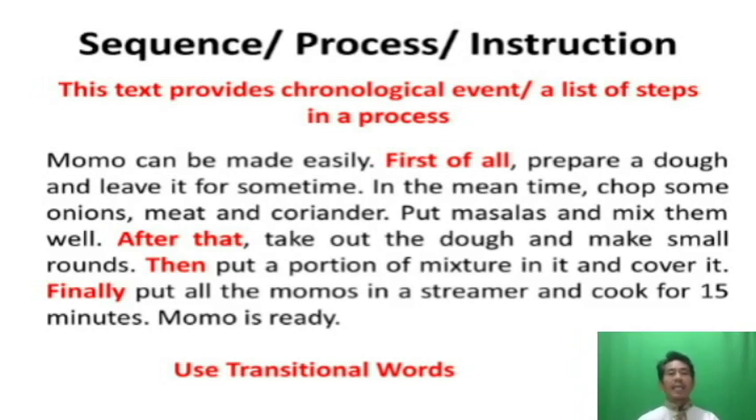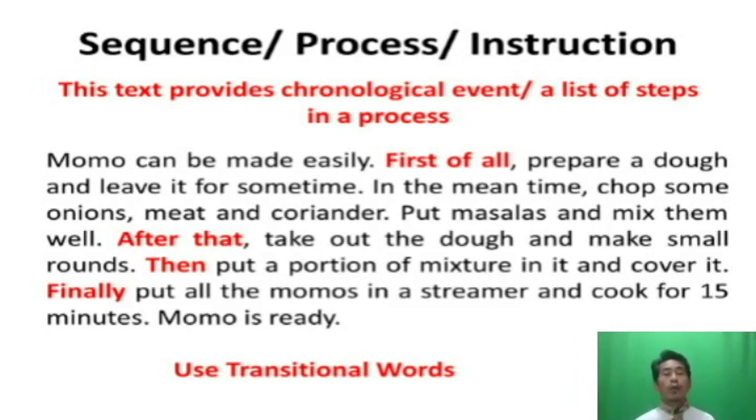After that, take out the dough and make small rounds like this. Then put a portion of the mixture in it and cover it. Finally, put all the momos in a steamer and cook for 15 minutes. Your momo is ready. Now this type of text is called sequence, and right now it talks about a process. What process? A process of making momo.